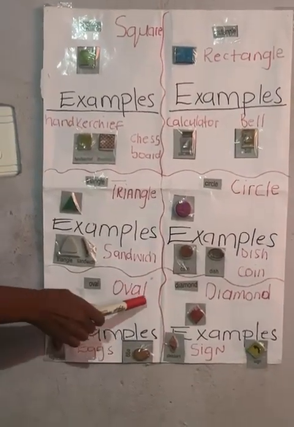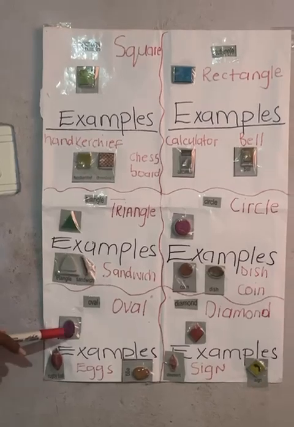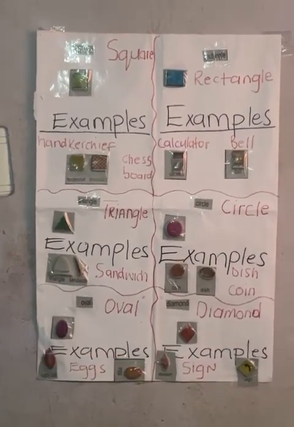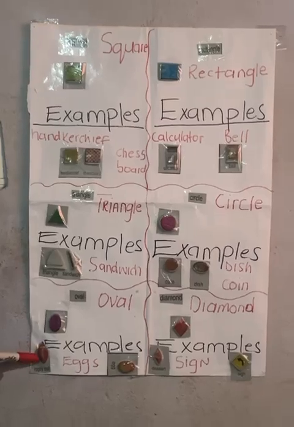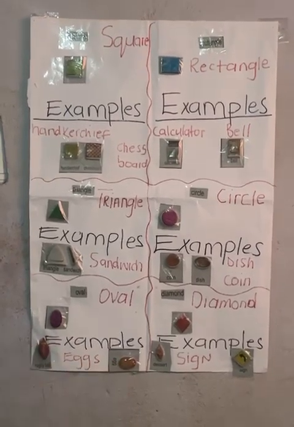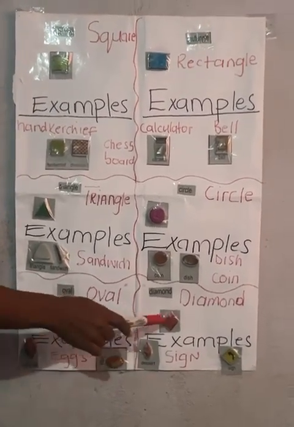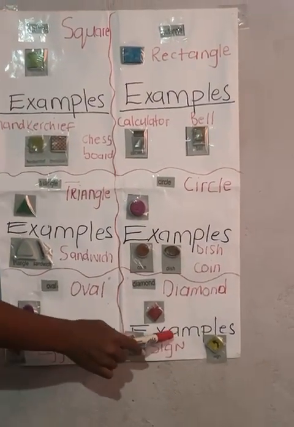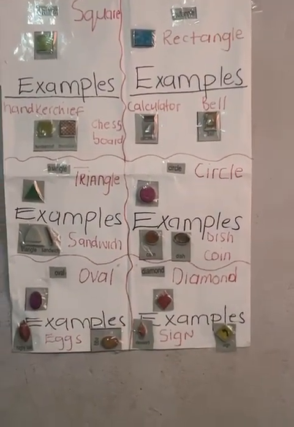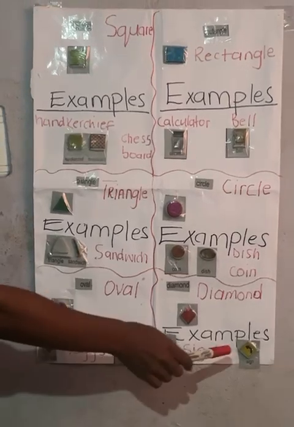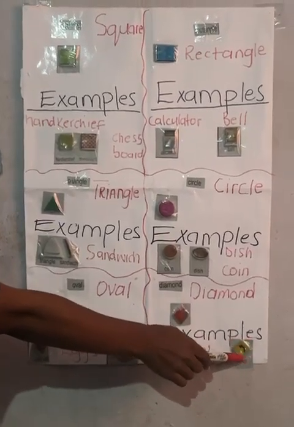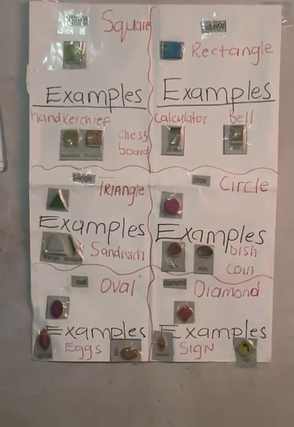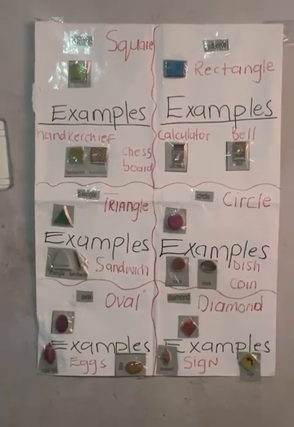And then the other one is an oval. Then we have a what? A picture of an oval. Then the examples, we can say the what? The rugby ball and also the eggs. Last but not least, we have a what? A diamond. In the diamond, there's an example of a sign. There's a sign that is used on the road, which is an example of a diamond, right?